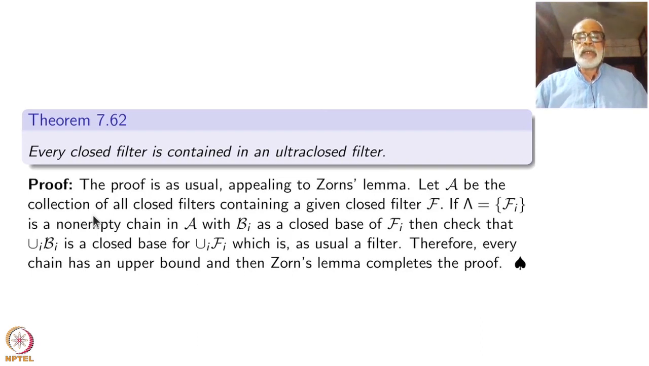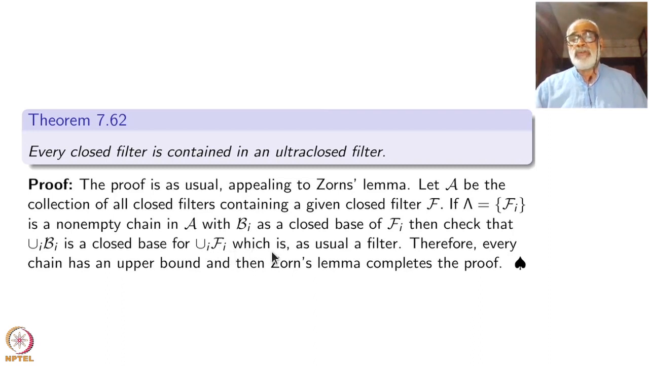Take A to be the collection of all closed filters containing a given filter. Automatically it is non-empty. If lambda is a chain inside this family A, each element of this chain has a closed base B_i, where B_i is a closed base for F_i, and the F_i form a chain. Then take the union of all the members of all the B_i; that family will be a closed base for the union of the F_i. So this is what you have to verify. Because it's a chain, this is possible.